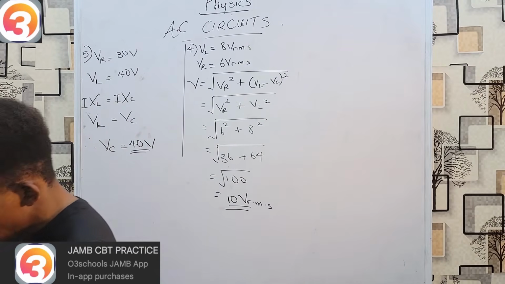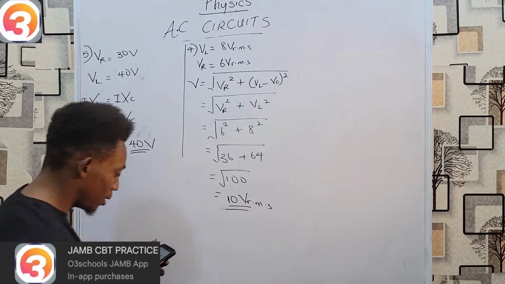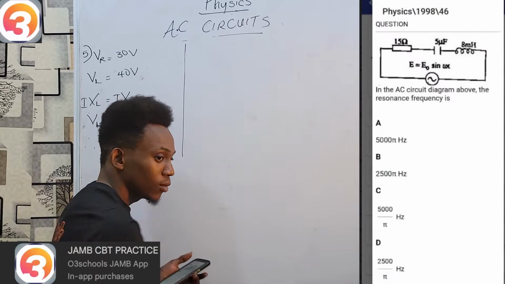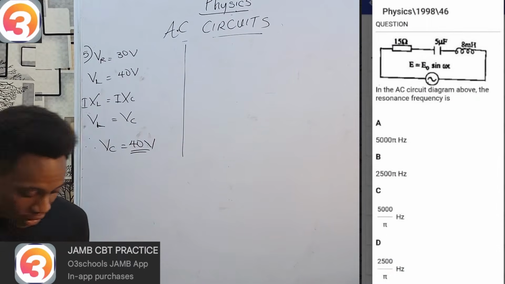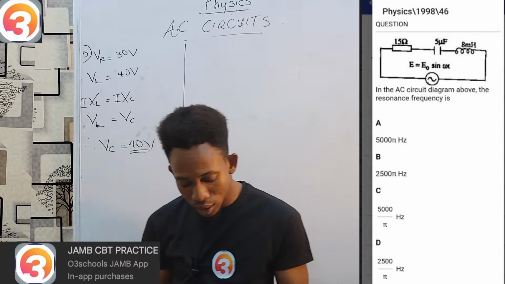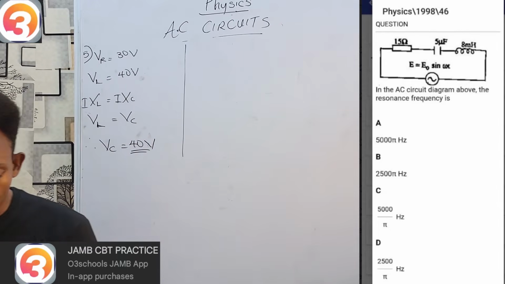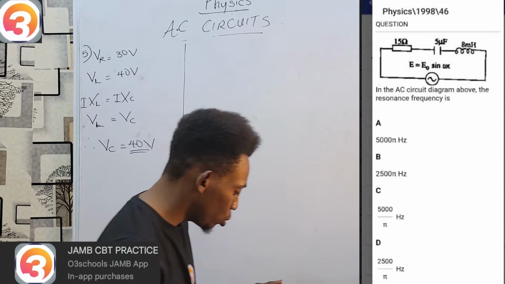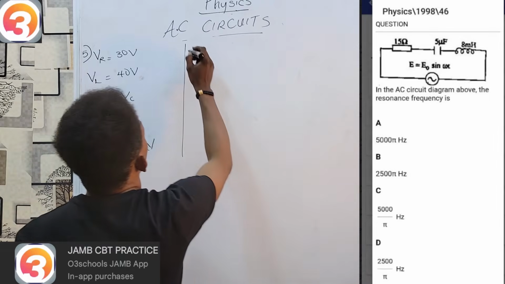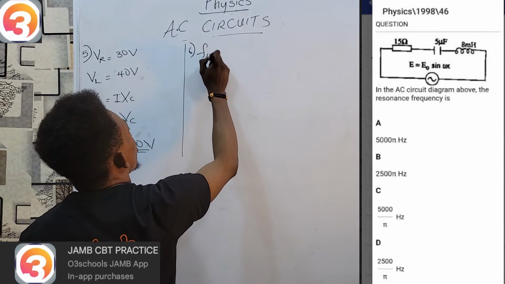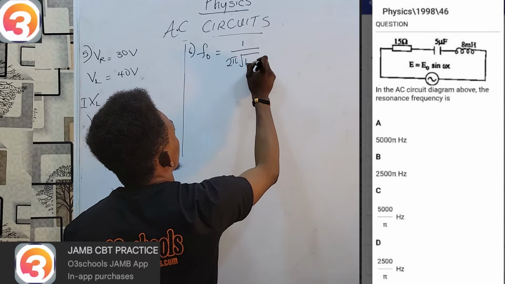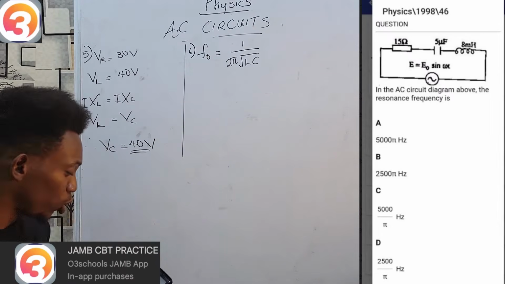Okay, let's take one more. This is from 1998 and this is question number 46. In this one, we have a circuit diagram. It contains a resistor, an inductor, and a capacitor. And we are being told to find the resonance frequency. If you remember, for a resonance frequency, all you have to note is F0 equals 1 over 2 pi square root of LC. So you don't have to do too much solving.